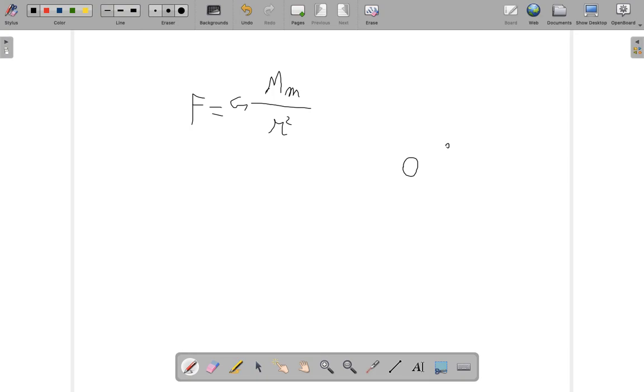and let's say we have another object over here. So the gravitational force experienced by this object, let's say this has a mass of m and this has a mass of large M. You can use this over here to describe the gravitational force. I'll just label that as r. This is the gravitational force.